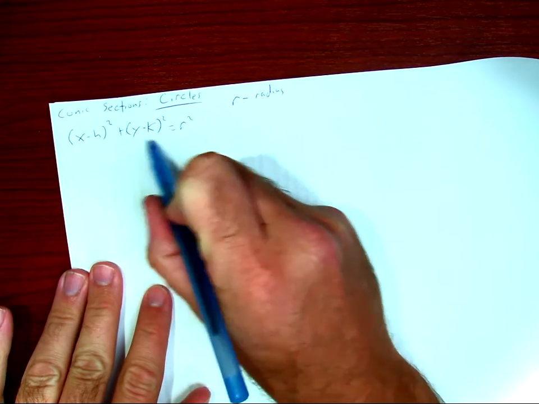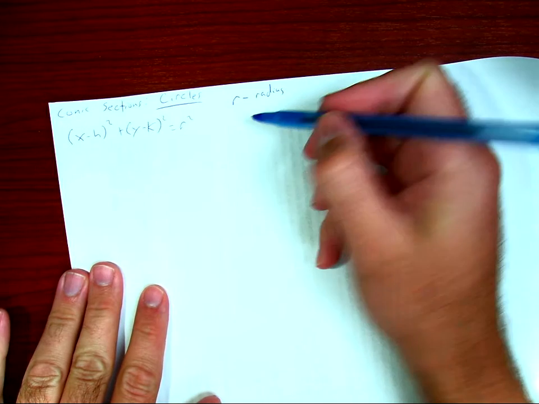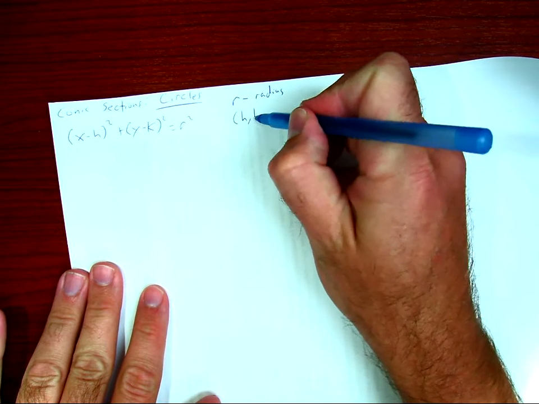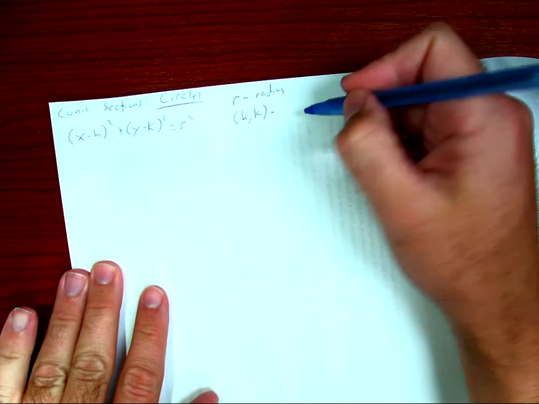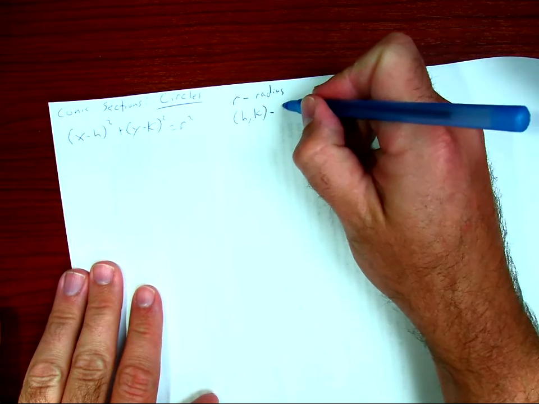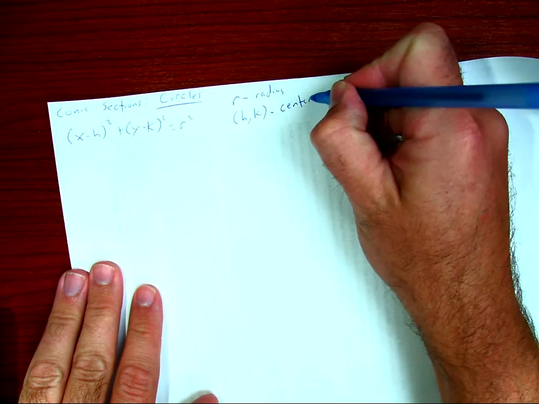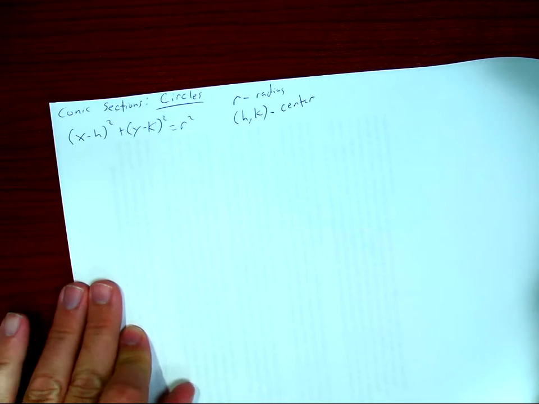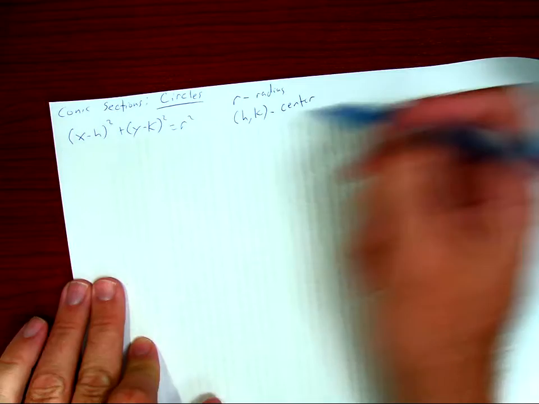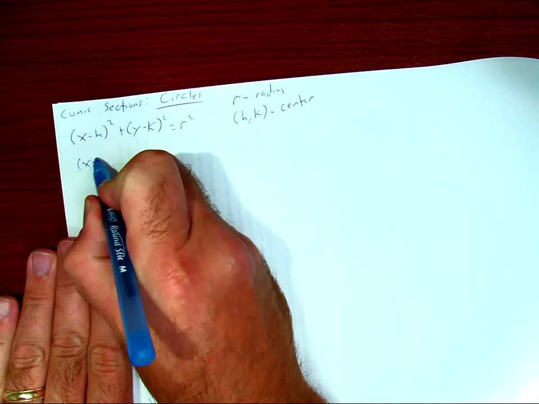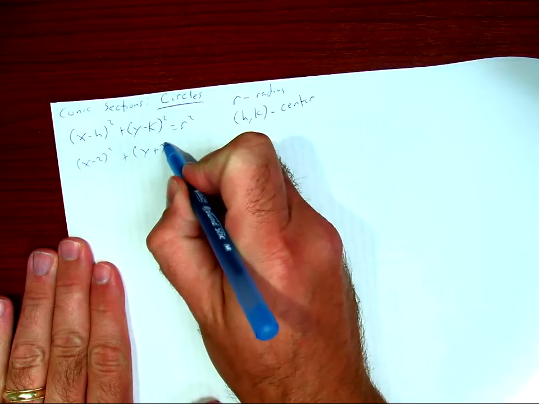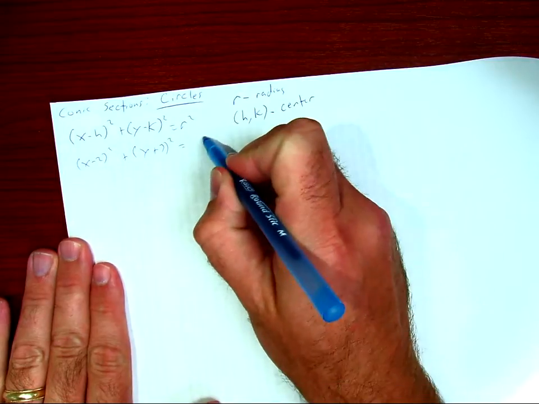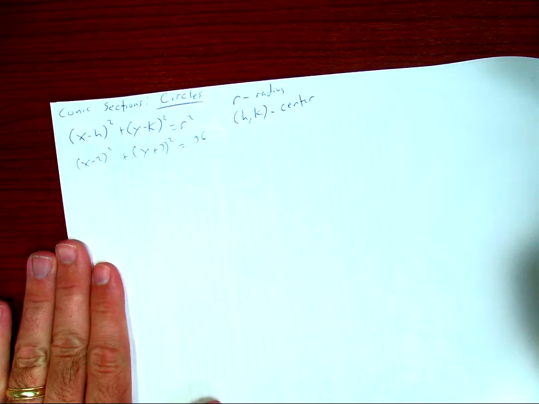Okay, h and k is a standard form of notation for vertex and/or center, depending on what kind of conic section it is. In circles, the h and k is the center. Okay. So as an example, let's say we have x minus 2 squared plus y plus 3 squared equals 36.